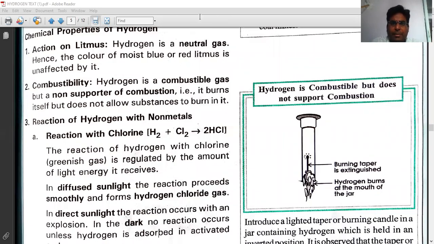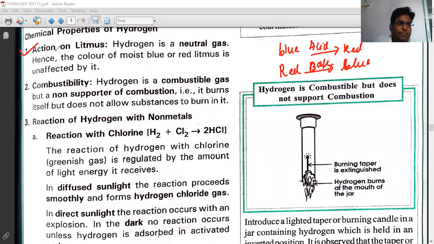Next topic is chemical properties of hydrogen. So, action of litmus. We know litmus paper, right? When acidic in nature, it converts blue to red, and when it is a base, it will convert red litmus to blue, right?